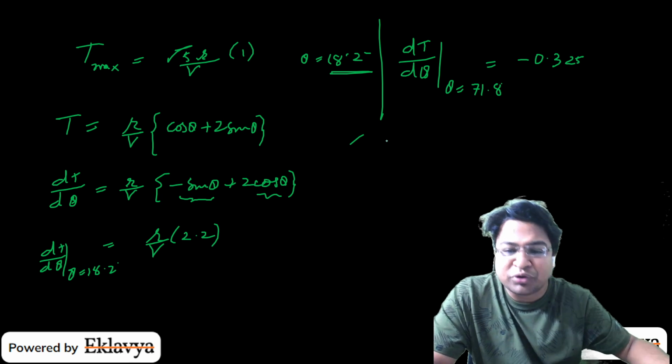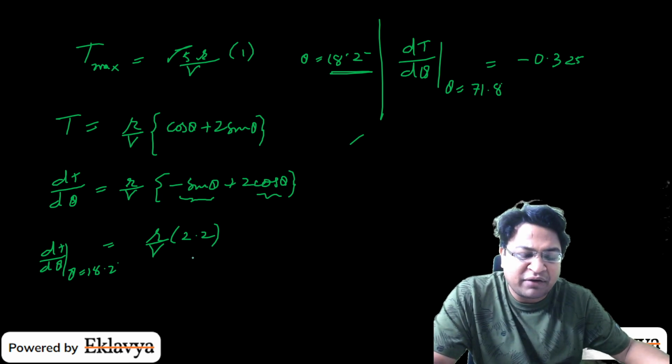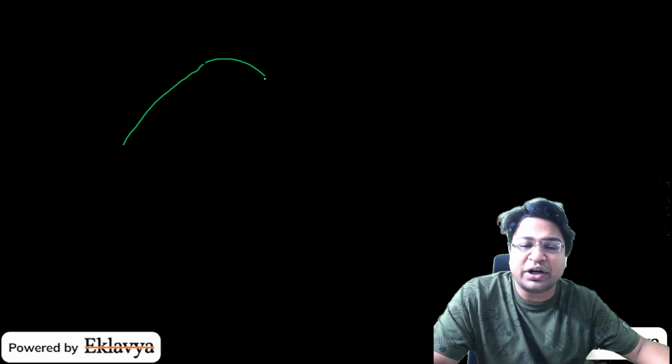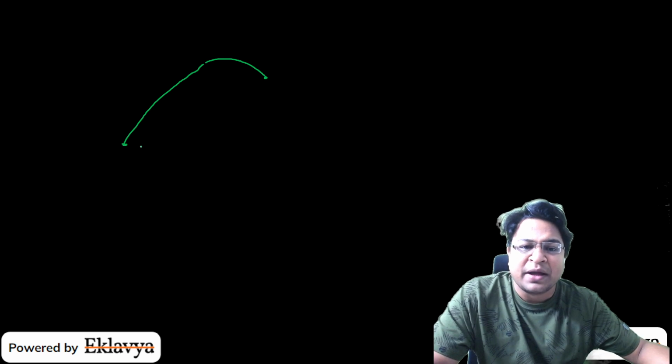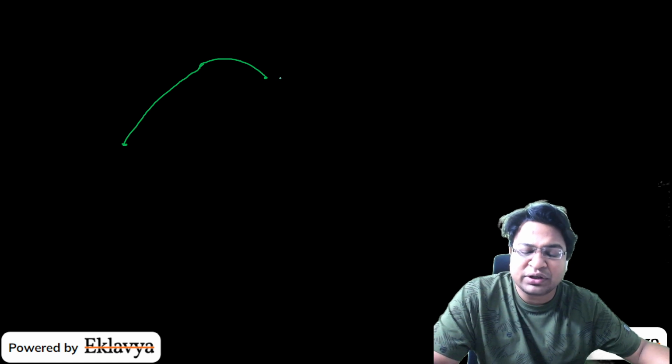I'm sorry, not a monotonically increasing function, but a function which increases initially because the slope was positive. So a function which increases initially, and then towards the end of the interval, it was having a decreasing nature. Now, what we are not sure right now is if this point is higher or if this point is higher. Okay. So we are looking for the minima, right?